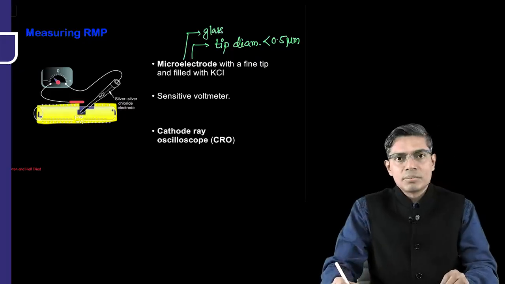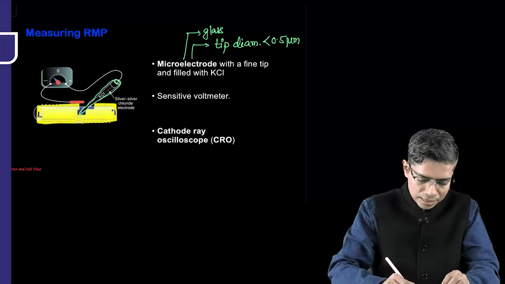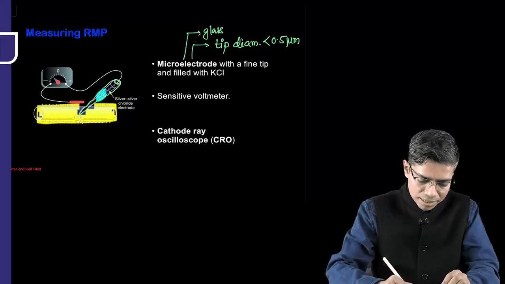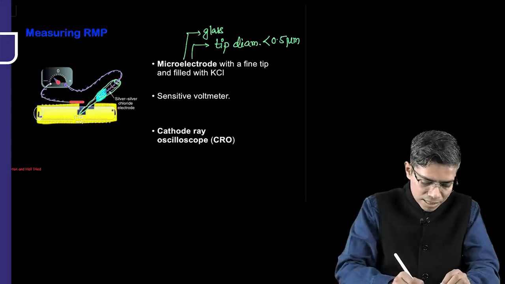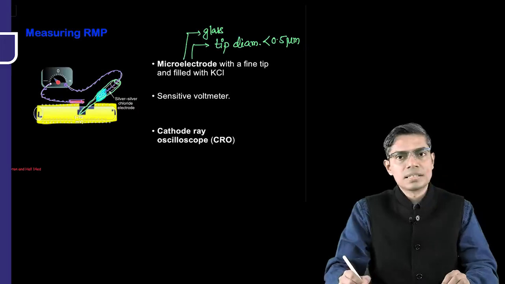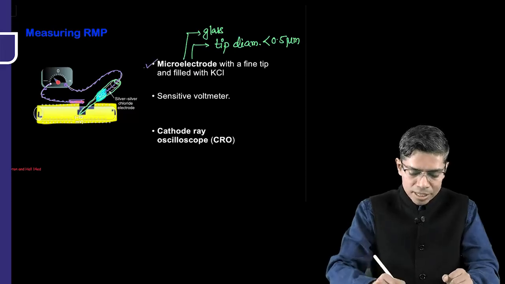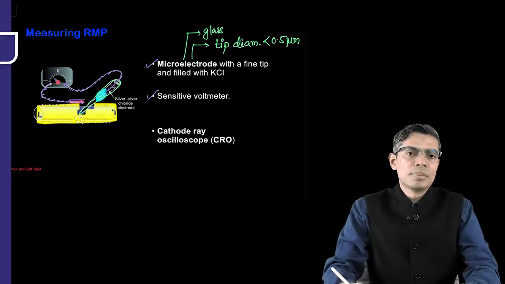Metals cannot be used for this kind of electrode. Glass is used. You can imagine this as a glass electrode, and inside it a KCl solution is given, and inside this solution one recording wire is kept. This recording wire is connected with a very sensitive voltmeter, and the other end of the voltmeter is connected with another electrode placed outside the cell membrane, as I told earlier. With this setup, you require a microelectrode and a very sensitive voltmeter, and with this you can record the resting membrane potential.